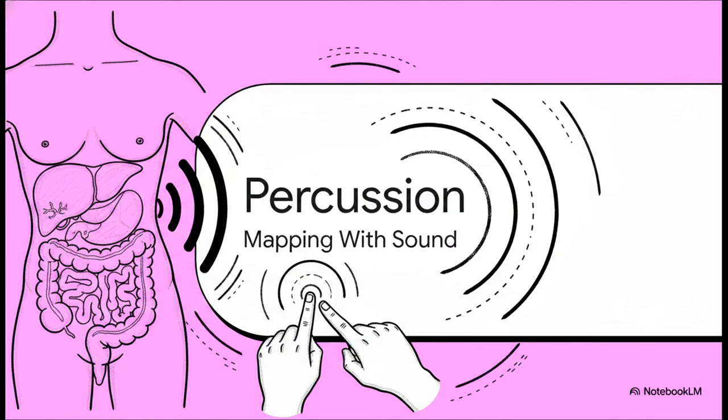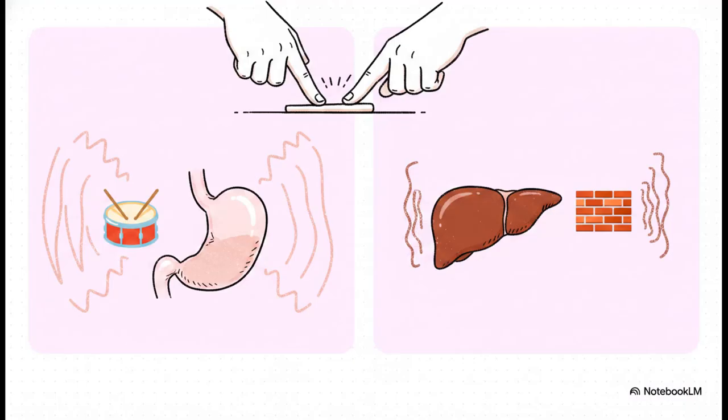Section 4. Percussion, mapping with sound. This is where you literally use your own fingers like a human sonar device. By placing one finger flat on the abdomen and striking it sharply with your other middle finger, you create and listen for two main types of sounds. Tympanic sounds are hollow, drum-like notes. You're going to hear these over air-filled structures like the stomach and healthy intestines.